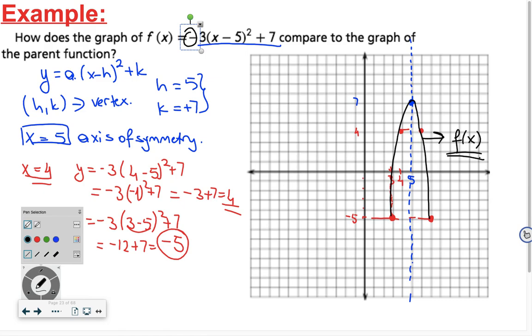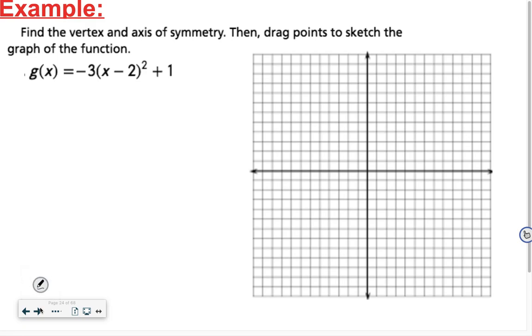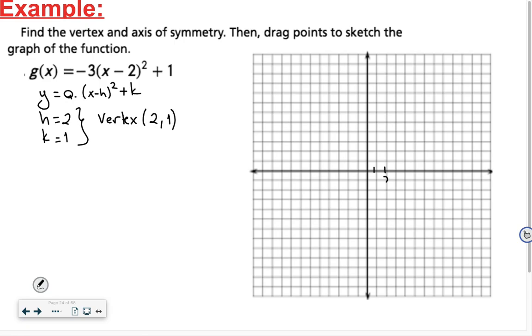Next, we are going to use the same idea: find the vertex and axis of symmetry, and then sketch the graph of the function. What was the vertex form? Y is equal to a times x minus h squared plus k. H is equal to 2, k is equal to positive 1, which means that your vertex is going to move 2 units right, 1 unit up. So your vertex will be (2, 1). First, plot the vertex. 2 is the x coordinate, 1 is the y coordinate. And this is going to be your vertex.